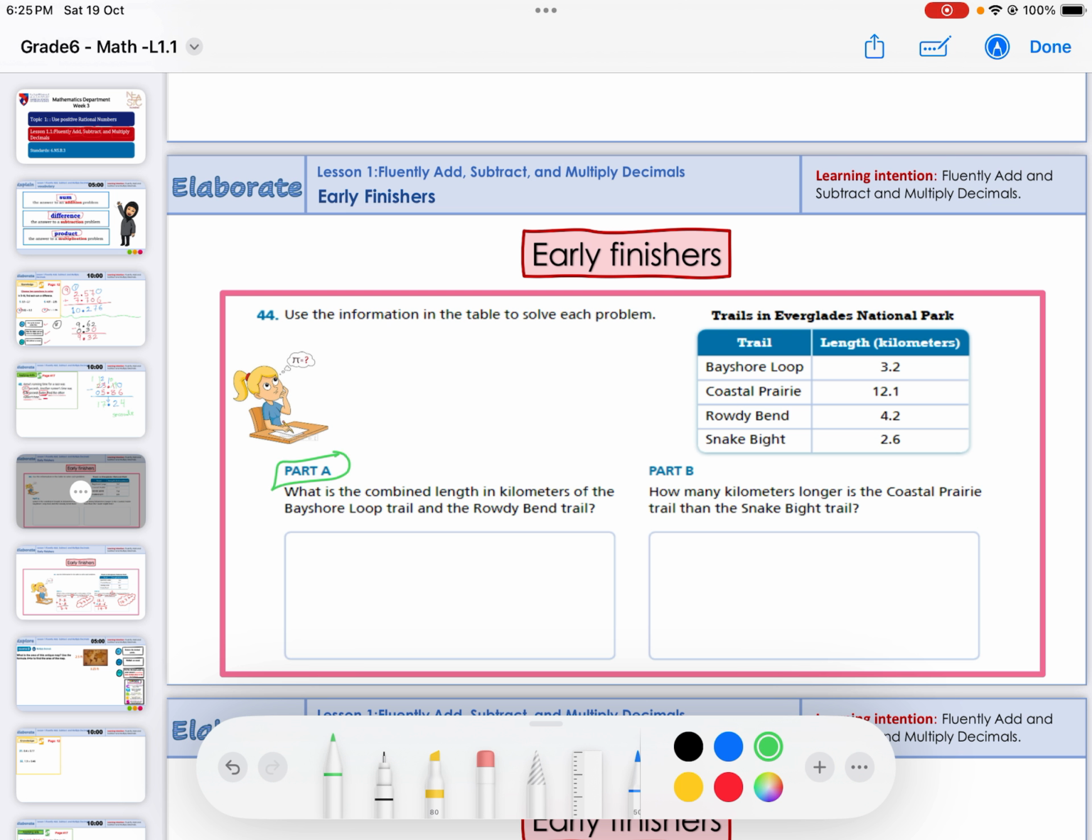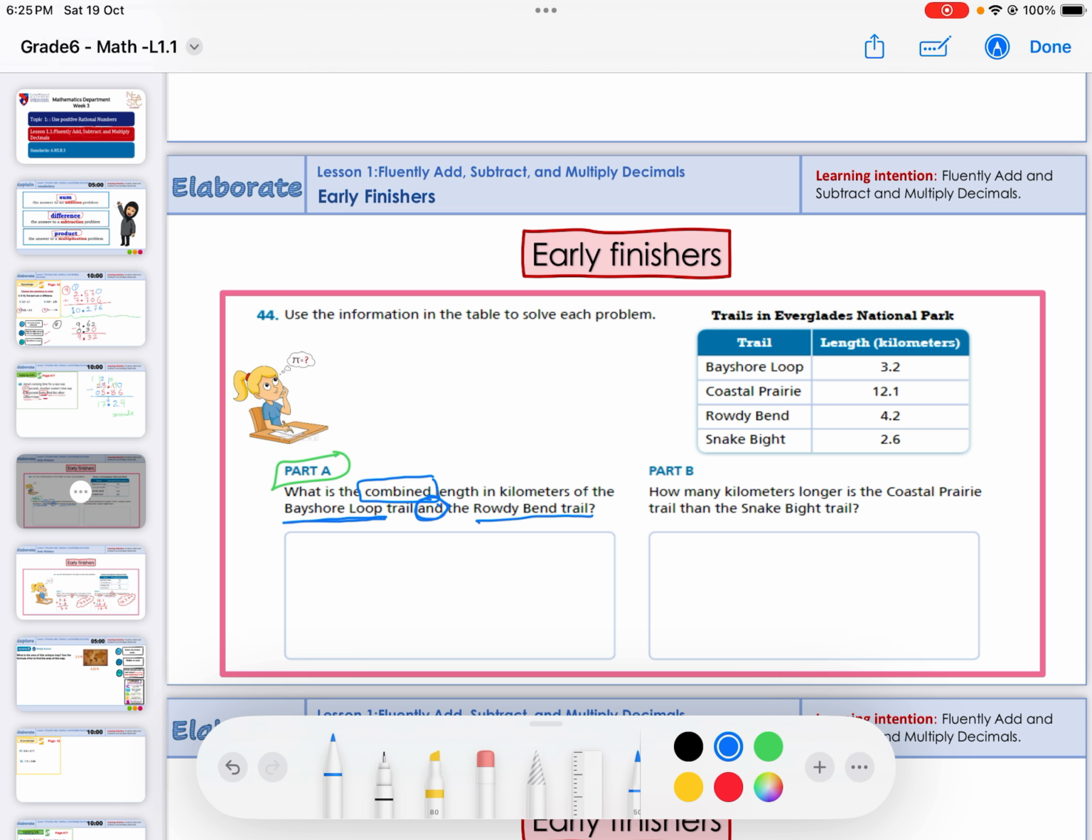What is the combined? Okay, this is a good word. Combined. Box it. Combined length in kilometers of the Bayshore. So let's underline. They want the Bayshore Loop. And, okay, that's another good word. The Rowdy Bend Trail. So as you can see here, we have two keywords. Both of them indicate that we should be adding.